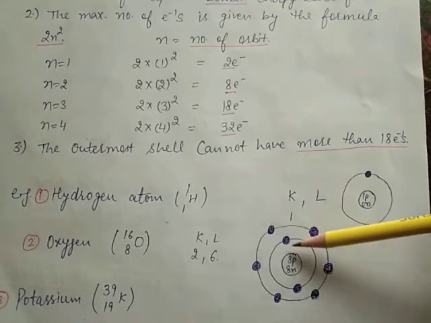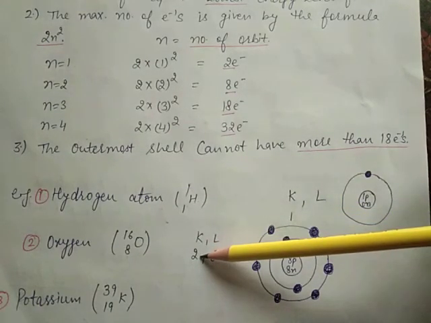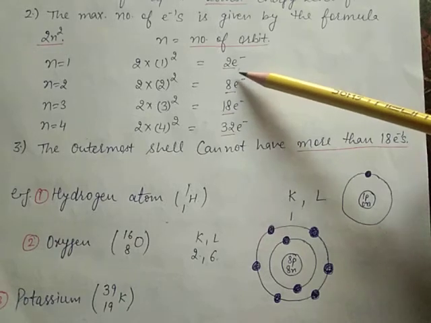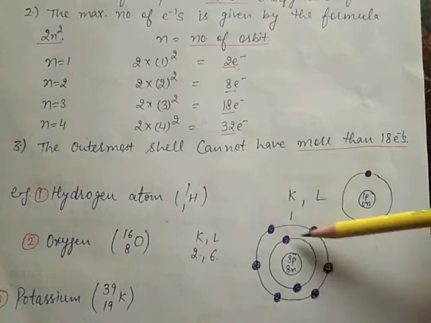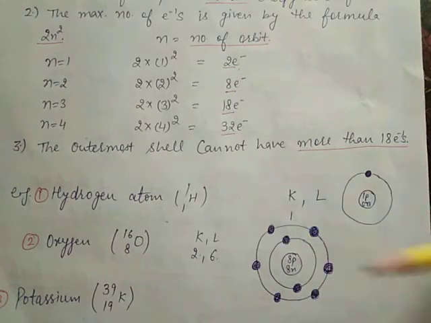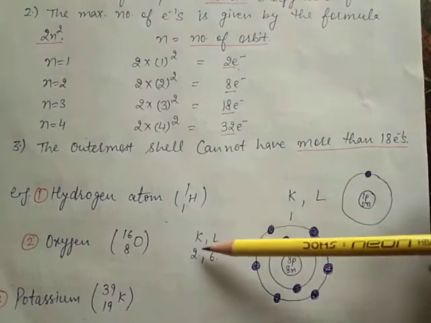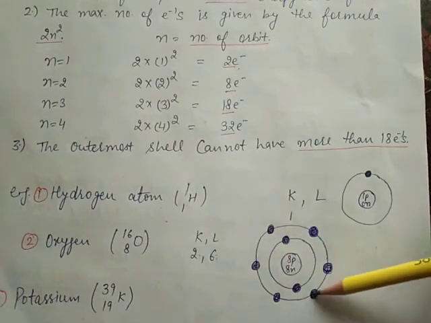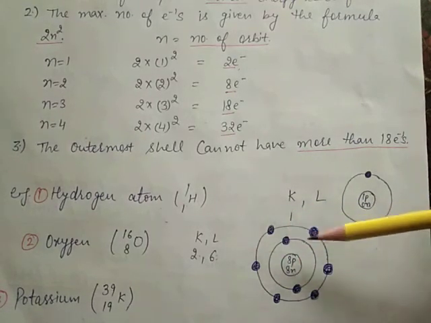This is the nucleus. After that, in the K shell only 2 electrons are present. The maximum number of electrons is 2. You can fill only 2 electrons, but not more than 2. So here 2 electrons are present. You can fill anywhere in this circle. Circle means orbit. And these 6 electrons are present in the L shell. So 6 electrons: 1, 2, 3, 4, 5 and 6. So this is the electronic distribution of electrons.